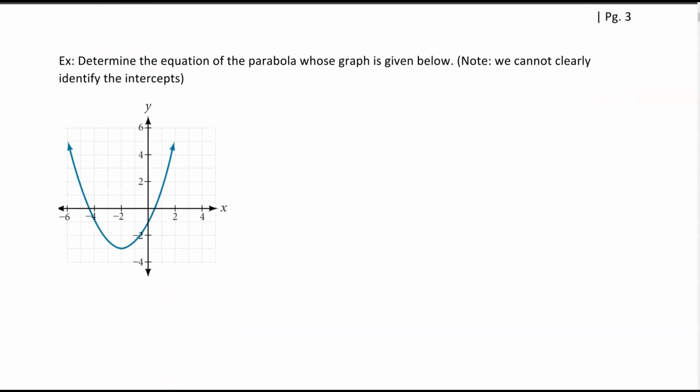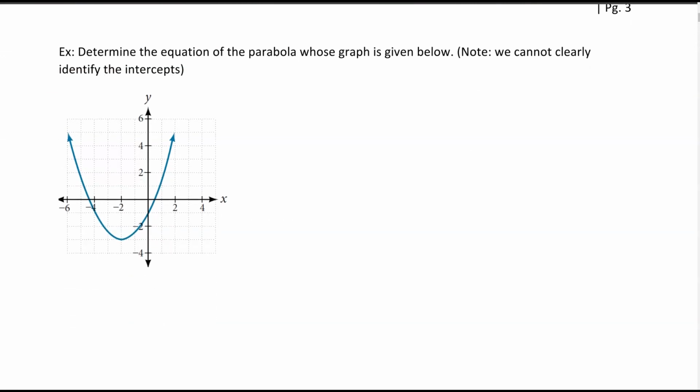Determine the equation of the parabola whose graph is given below. Note we cannot clearly identify the x-intercepts. So we do need to figure out what this equation could be. So we know that we have two different types of equations right now. Well, the first one that we have is f of x is equal to a(x minus h) squared plus k, which is our standard form.